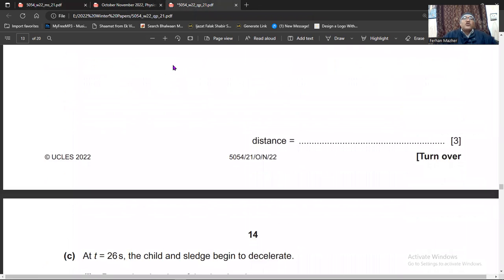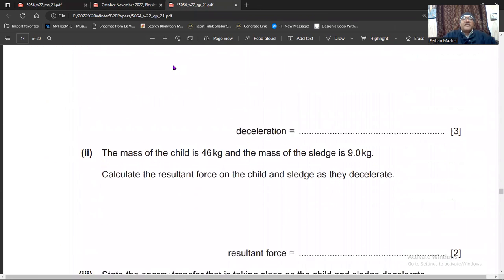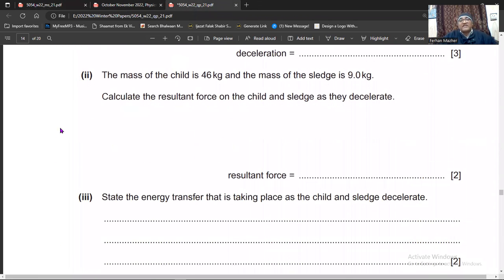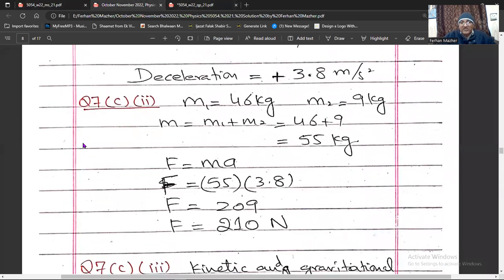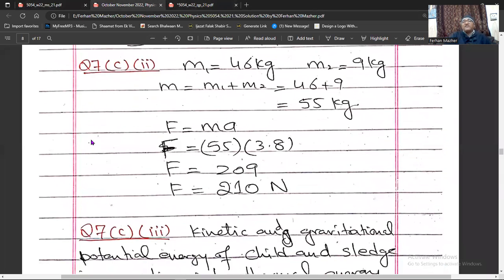Okay, so then the question is, the mass of the child is 46 kg and the mass of the sledge is 9 kg. Calculate the resultant force on the child and sledge as they decelerate. So I know the deceleration, and the total mass of the child and the sledge will be 46 plus 9, that will be 55 kg. According to Newton's second law of motion, F equals ma. F is the resultant force.